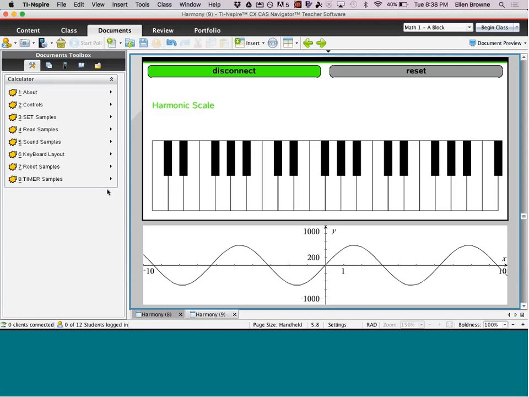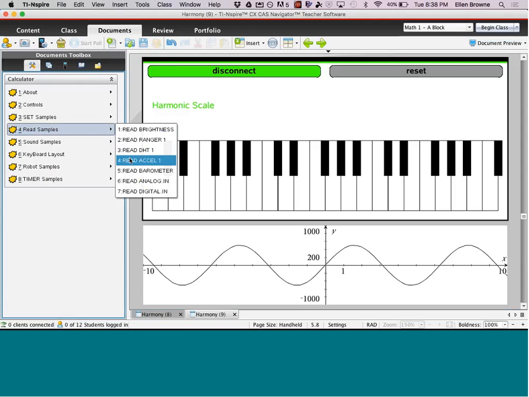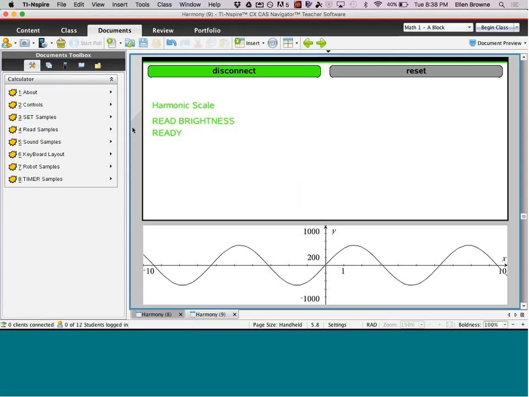So another tool that we have with the Innovator, if you go to Read Samples, menu 4, every Innovator has a brightness sensor attached to it. You can get other sensors as well. You can get a ranger, a digital humidity and temperature, but brightness is always there. If you go and select Read Brightness, Ellen, all right, now just press on the top half of the screen. Okay.